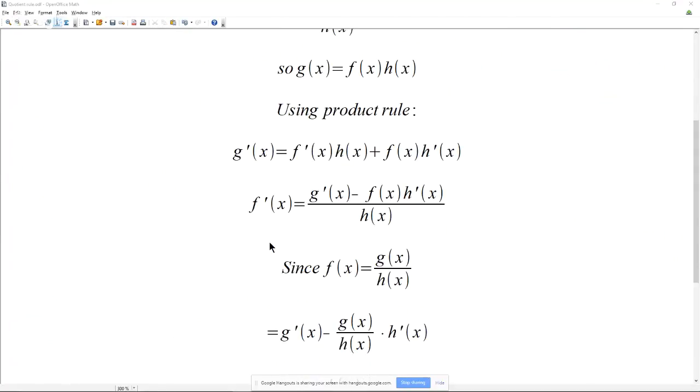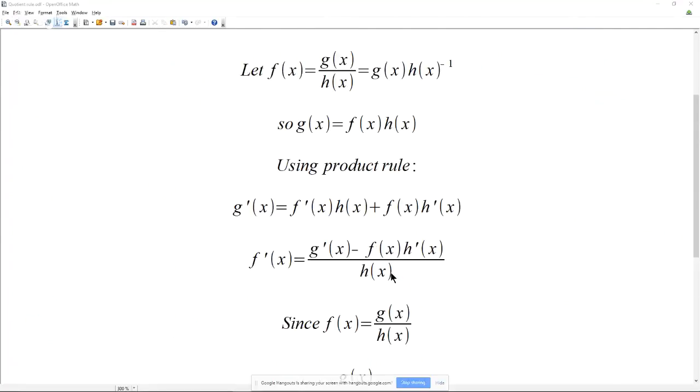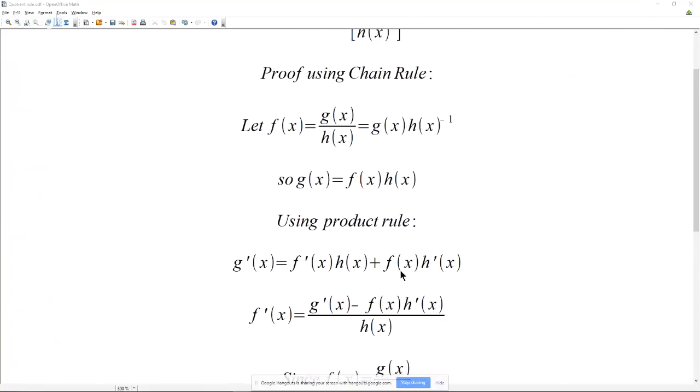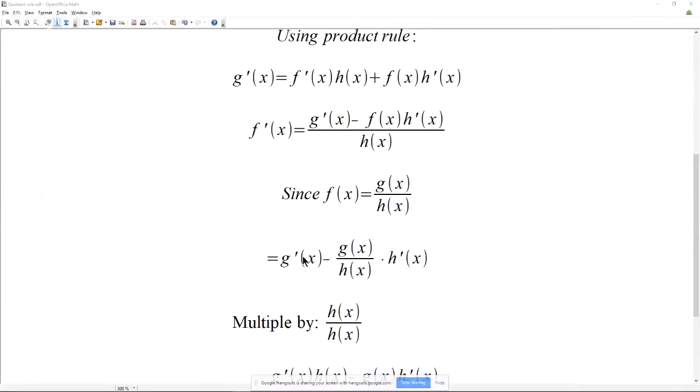Now, since f prime of x is g of x over h of x, which we've established up here, then we can say that g prime of x minus g of x over h of x times h prime of x. This is just, again, saying, let's see, how do I get here? I'm trying to remember g of x. I'm just back substituting it in, because this right here, we're just substituting f of x with this. That's all we're doing.